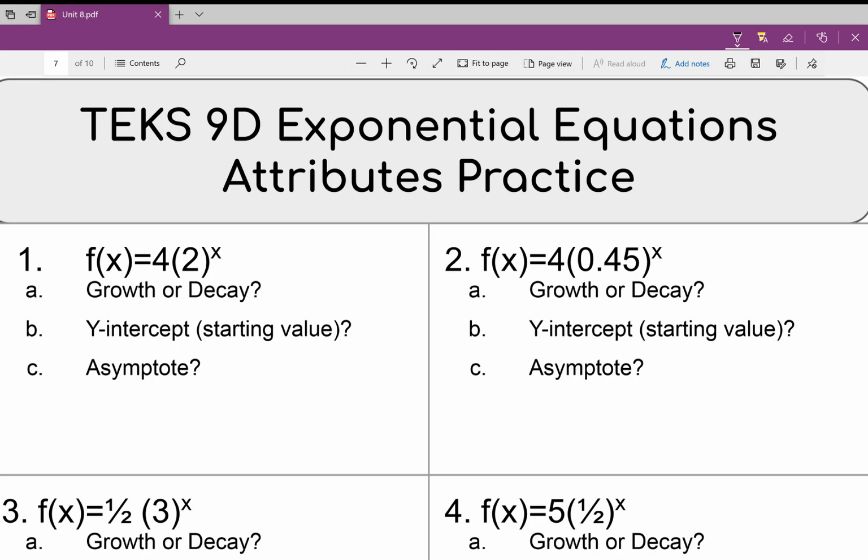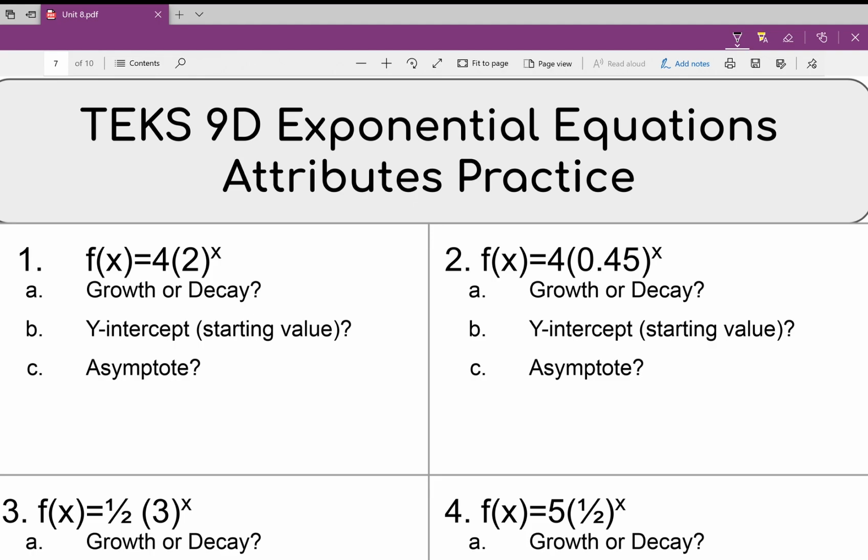Okay, TEKS 9D, exponential equations and their attributes, practice. Before you do this video, you need to make sure that you have watched all 3 videos, the ones on exponential graphs and the one on exponential equation notes. That way you know how to do it before you come and do this and get a bad grade.